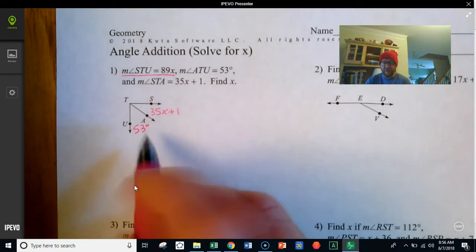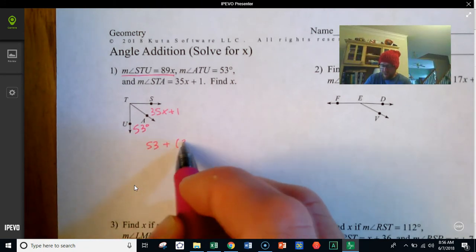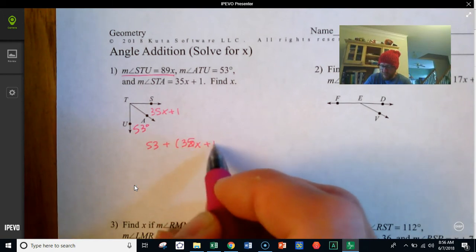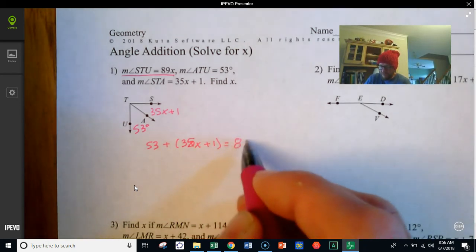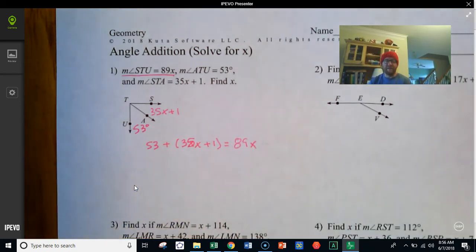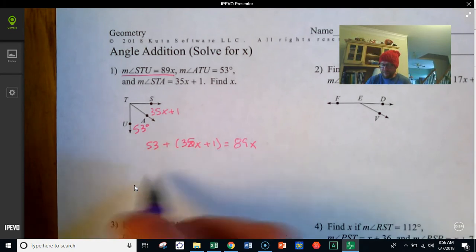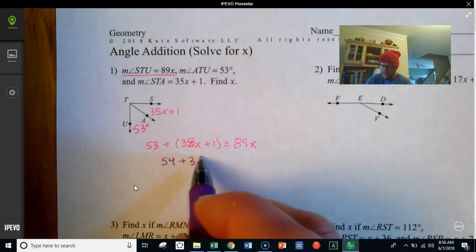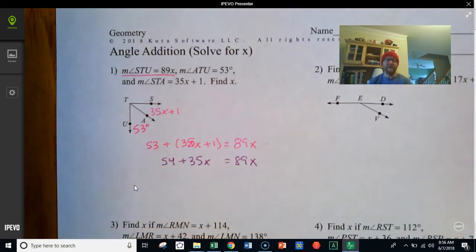So we know that 53 degrees plus 35x plus 1, add those two things together, we should get 89x, the measure of the larger angle. So now we're just going to go ahead and solve this equation. I'm going to start by combining like terms. Over here I have 53 and a 1 makes 54. Then I got my 35x. I got 89x over here.